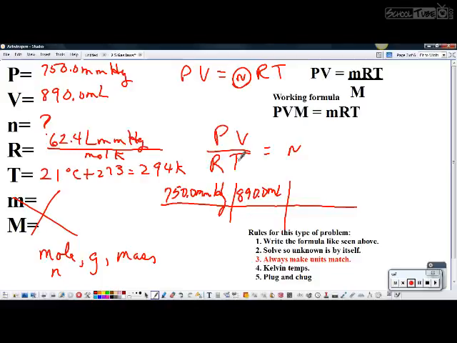When we look here, it's on the bottom. So the number part of the R goes where this R is. The number part is 62.4, and the unit that goes with the 62.4, according to my fraction over there, is liter millimeter Hg.